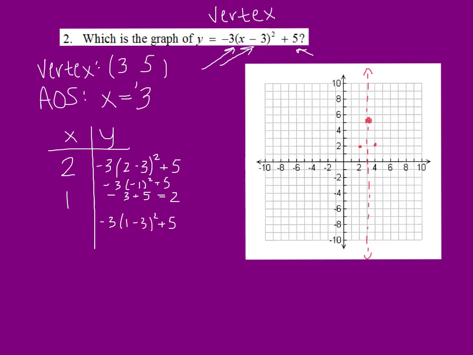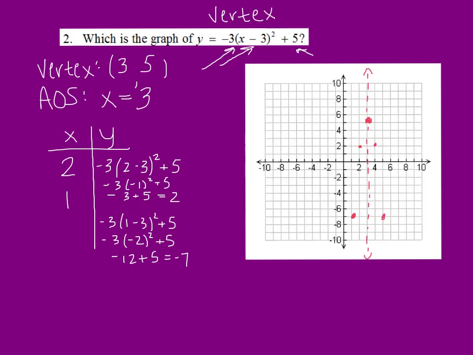So 1 minus 3, that gets me -2. And -2 squared is 4. 4 times that -3 gets me negative 12 plus 5, that's negative 7. Okay, so my next point is 1 comma negative 7. So let's plot that. 1, negative 7 is right down here. I'm also going to reflect that. And then I've got my 5 points, so I can create a graph.